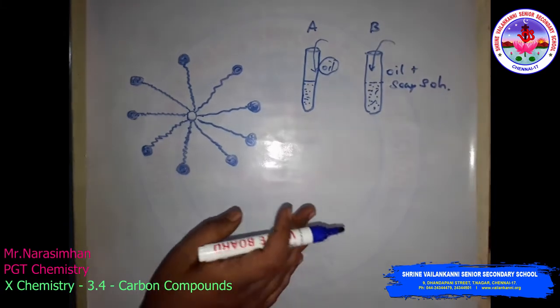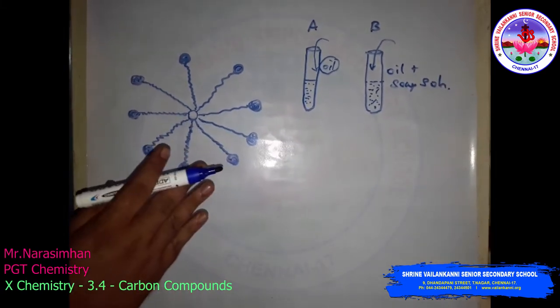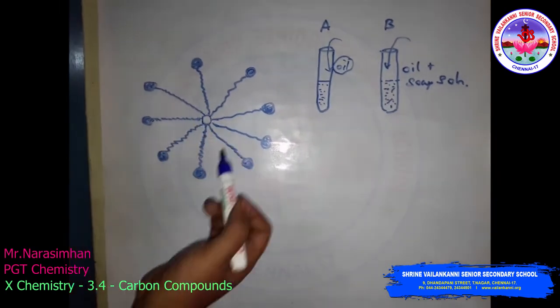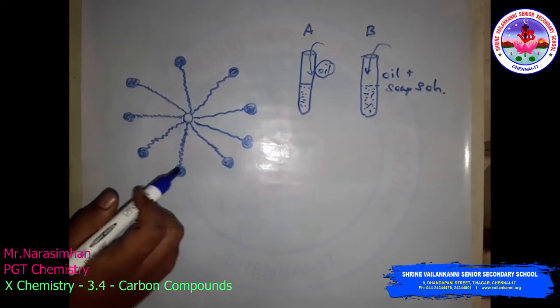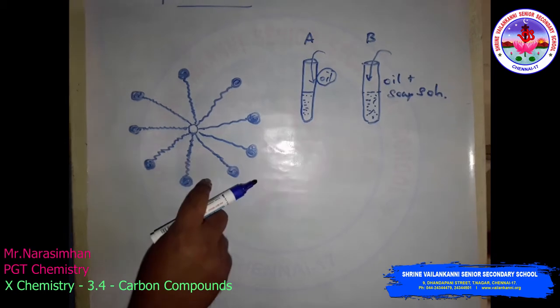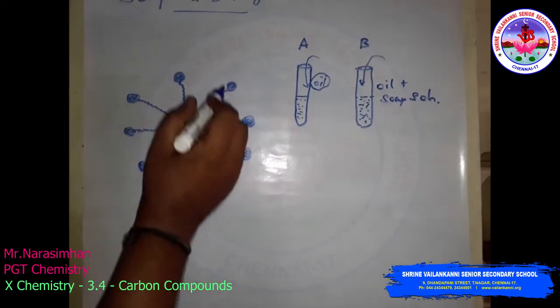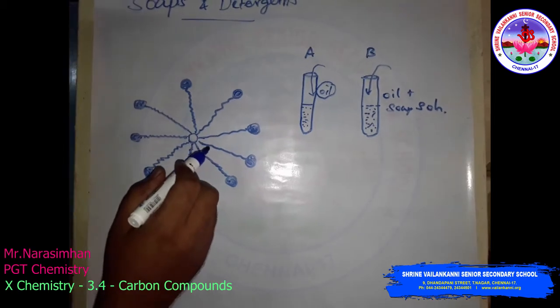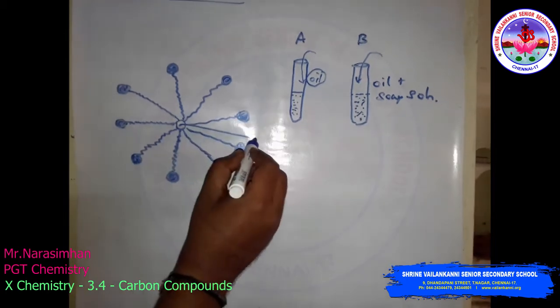You can see that soap molecules are the sodium or potassium salts of long chain carboxylic acids. That means they have the ionic end. That means soap interacts with water while the carbon chain interacts with oil. Usually the ionic end of soap interacts with water and the carbon chain interacts with the oil. So look, this is an oil droplet.